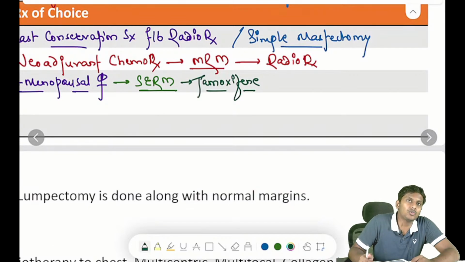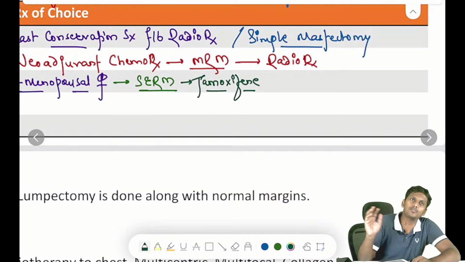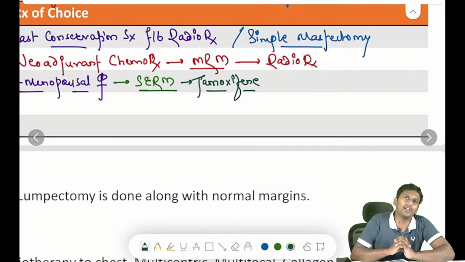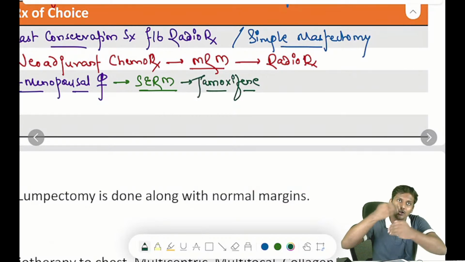Tamoxifen is an agonist at the level of the endometrium and an antagonist at the level of the breast. That means it is going to block the estrogen receptors at the breast. As it blocks them, estrogen cannot act on the breast and therefore the size of the tumor starts decreasing. Therefore, it is useful in breast cancer patients. But it is an agonist on the endometrium. That means it will stimulate the endometrium and cause more proliferation.